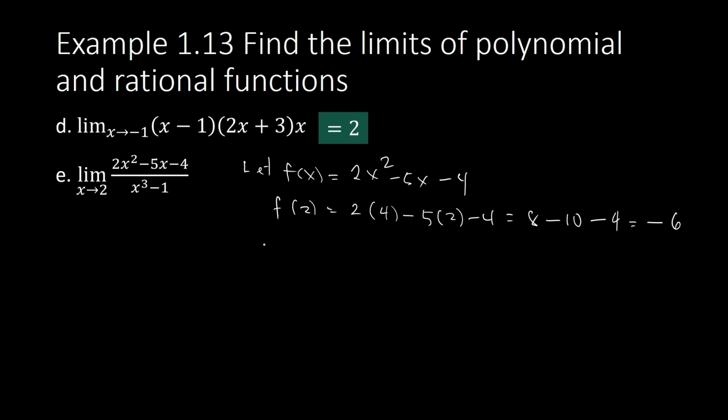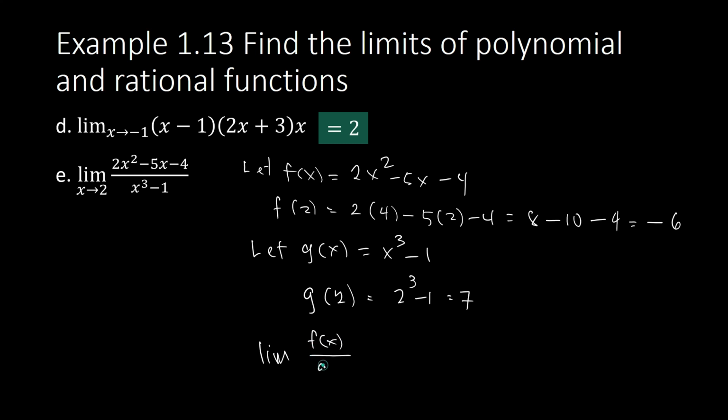Now let us go to the denominator. Let g of x be equal to x cubed minus 1. Let us evaluate g of 2. So this one is 2 cubed minus 1, and that is just equal to 8 minus 1, which is 7. Okay, so the limit of f of x divided by g of x as x approaches 2 is equal to -6 over 7.